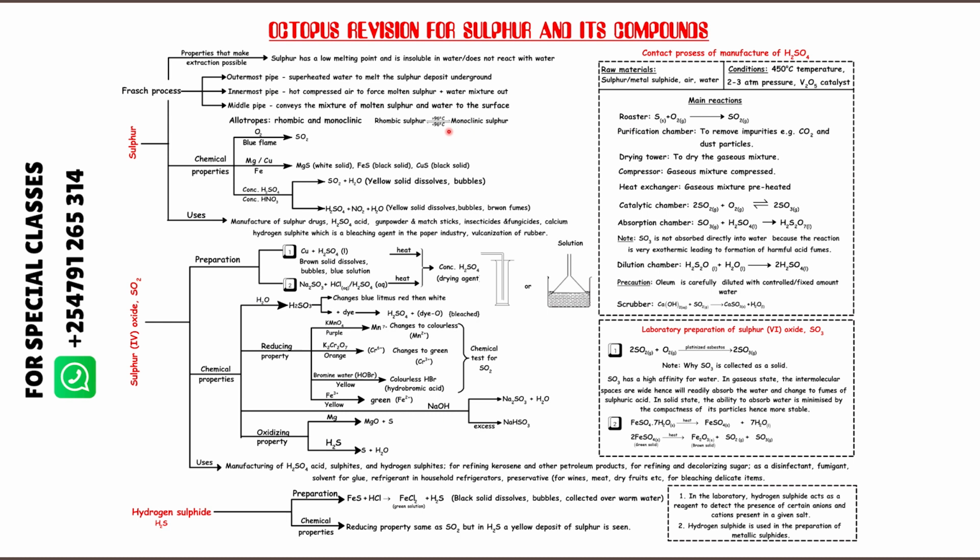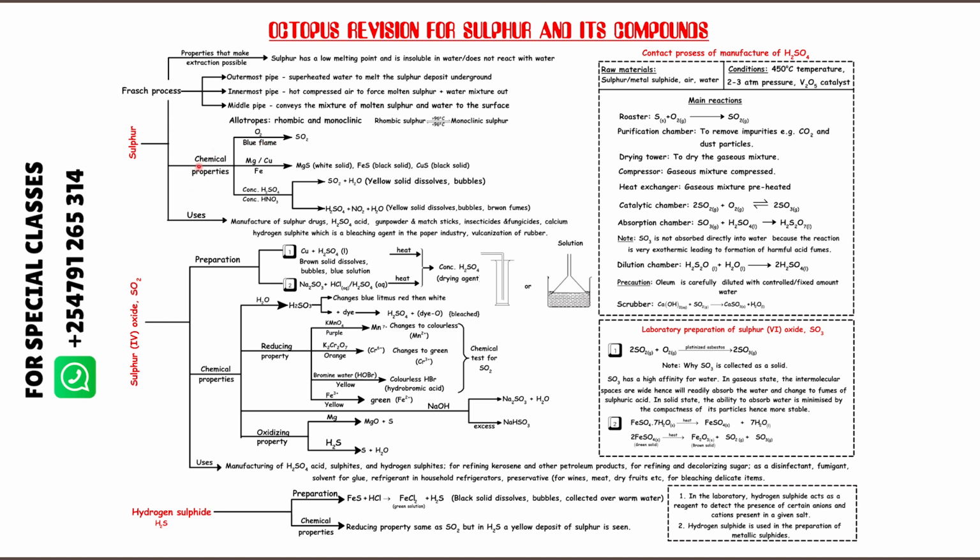So somebody can simply ask you which allotrope of sulfur is stable at 25 degrees Celsius. The examiner may not necessarily mention 96 degrees Celsius, but can mention any temperature below 96, like a temperature of 25. So if you're asked which allotrope of sulfur is stable at 25 degrees Celsius, just say that it is rhombic, because 25 is below 96.